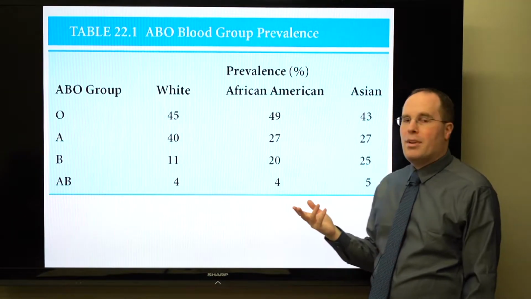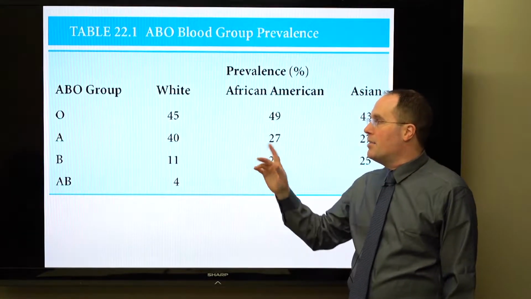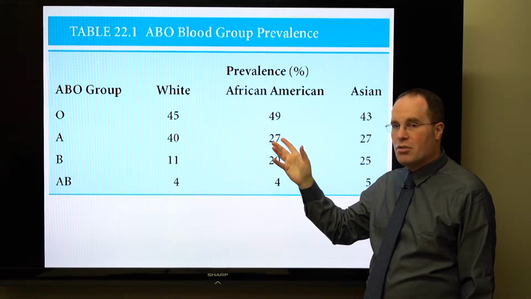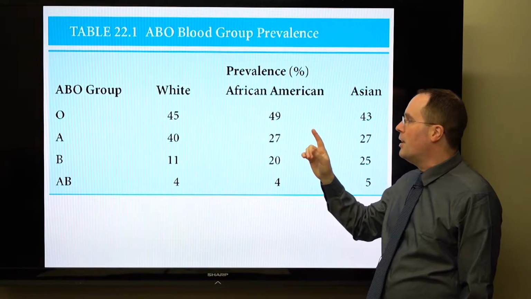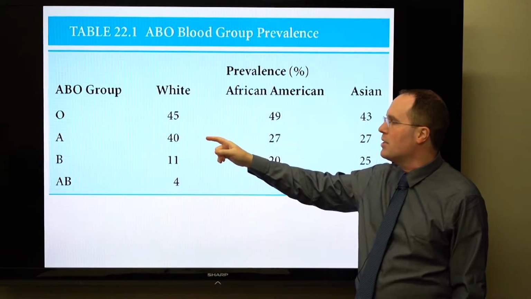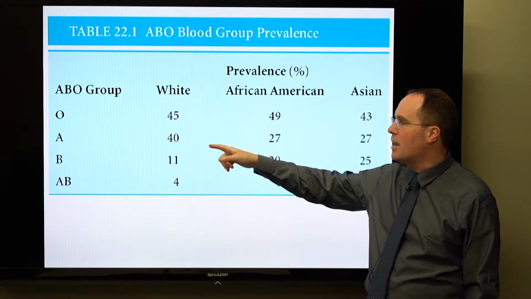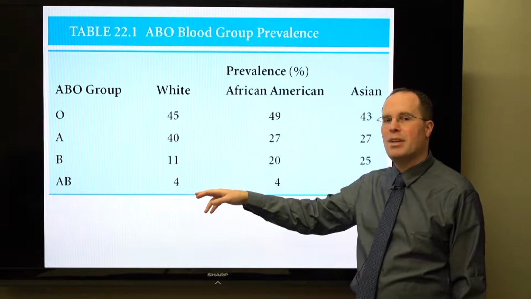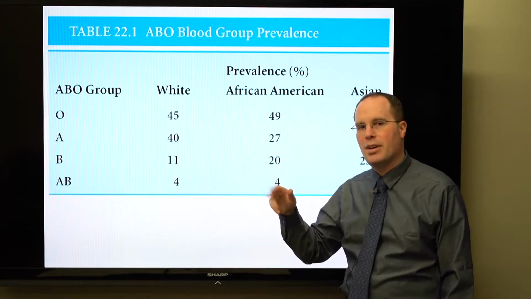And how common are these ABO types? O is the most common in the US and in general across the world. Type A is the second most common at about 40%, so type O about 45%, type A about 40%, B 11 to 12%, and then AB about 3 to 4% in the US.